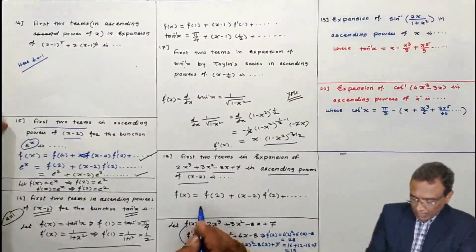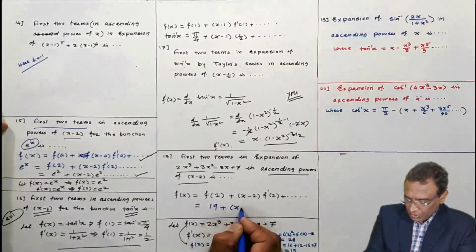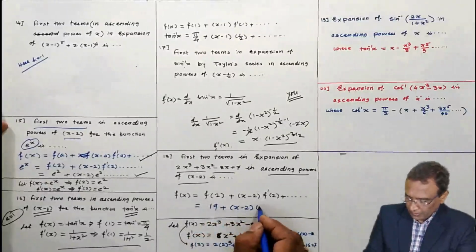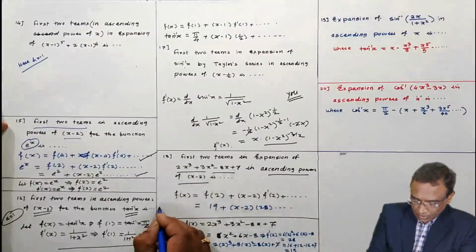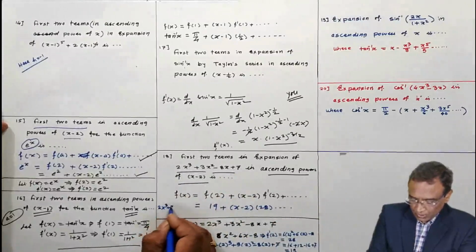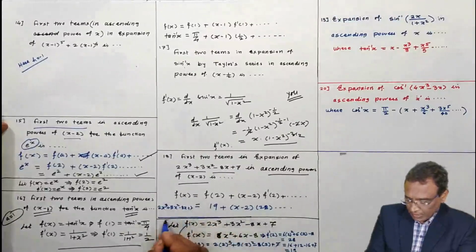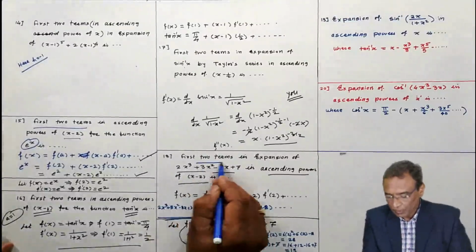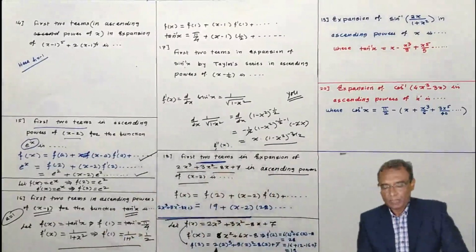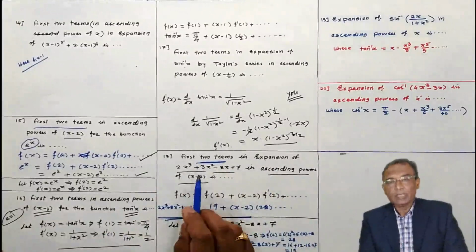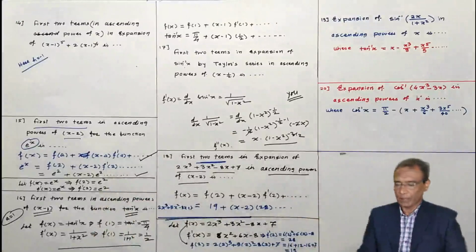This is f of 2. What is f of 2? It is 19 plus (x minus 2) times f dash 2, which is 28, and so on. This is the expansion of 2x cubed plus 3x square minus 8x plus 7 in ascending powers of x minus 2 up to first two terms. And please remember, all those sums I am taking here, but in the examination, you may find a little bit of changes. You don't expect that the same sums will be there in the examination.